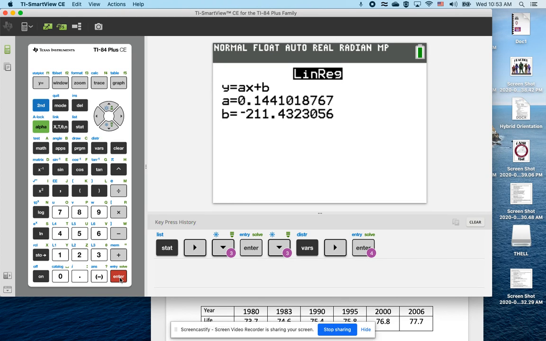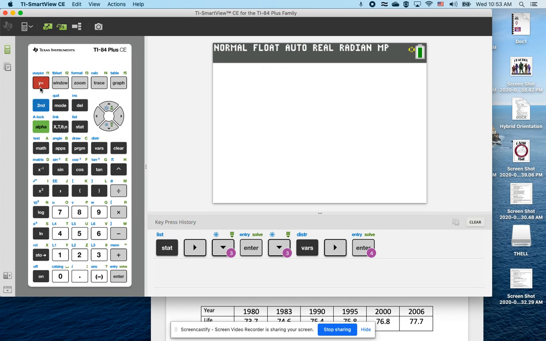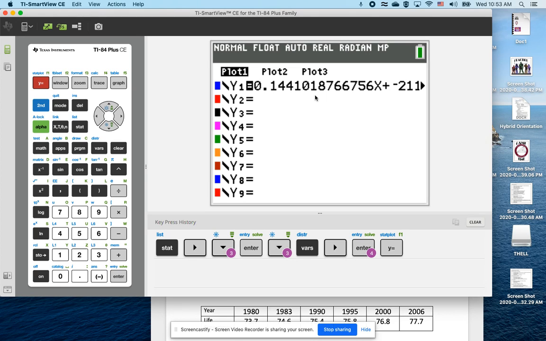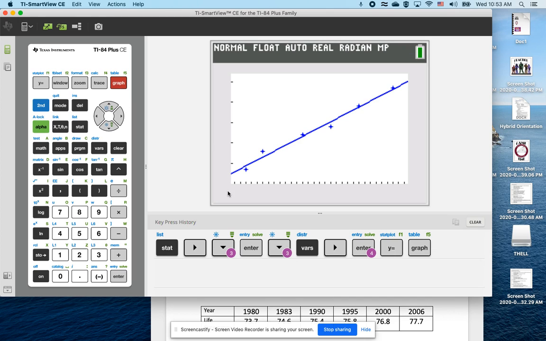Enter, and it calculates the slope and the y-intercept for us for our line of best fit. We would have a slope of 0.144 and a y-intercept of negative 211.432. But the nice thing is we told it where to store that equation. So if you go to Y equals, we see right in the first line is all of our equation that we need, the slope times x plus the y-intercept at negative 211. And when we graph it, there is that line.